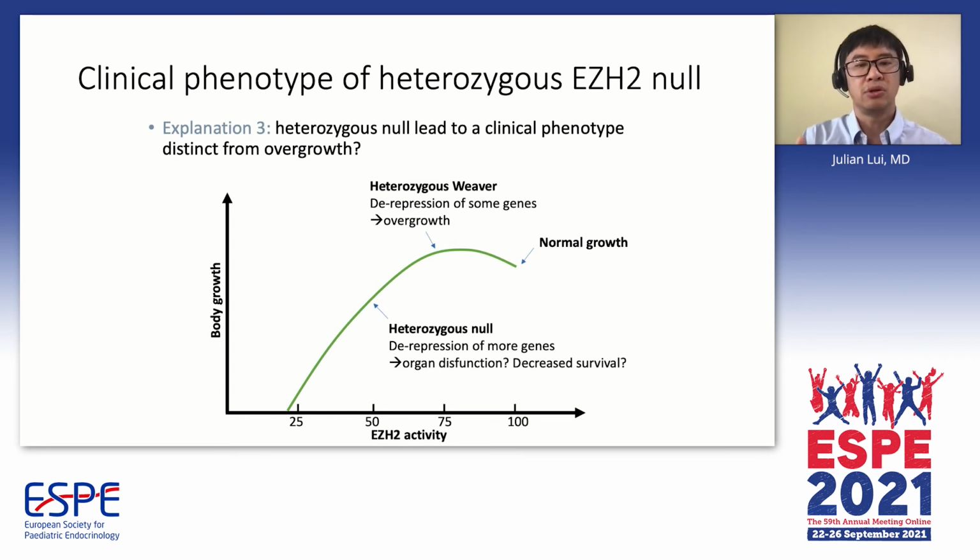The heterozygous null mutation gives you 50% EZH2 activity, and that leads to the repression of even more genes. Now that gives you more problems, for example, maybe organ dysfunction, decreasing fitness. So it gives you something, but it just doesn't show up as overgrowth, and so you don't see this mutation in Weaver syndrome patients.